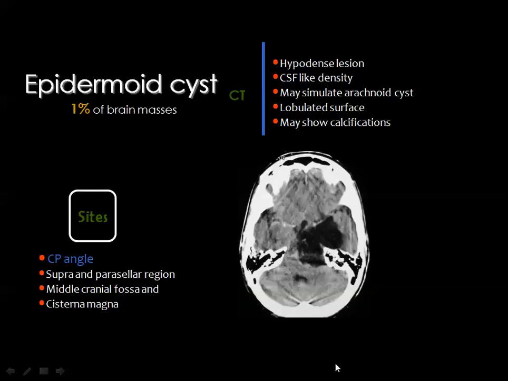An epidermoid cyst is also a hypodense lesion in the CT images, low signal in the T1, high signal in the T2, almost similar to the arachnoid cyst. But the epidermoid cyst, its most common site is the cerebellopontine angle. It has a lobulated outline compared to the arachnoid cyst, which has a smooth outline, and the epidermoid cyst may show calcium, while the arachnoid cyst does not show calcium.